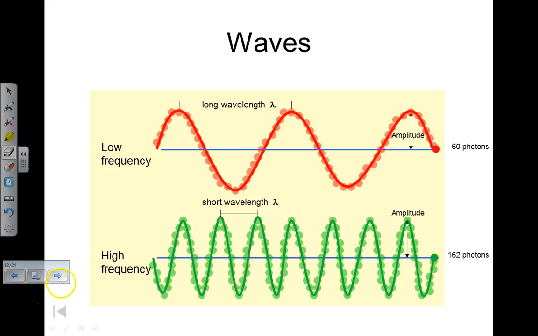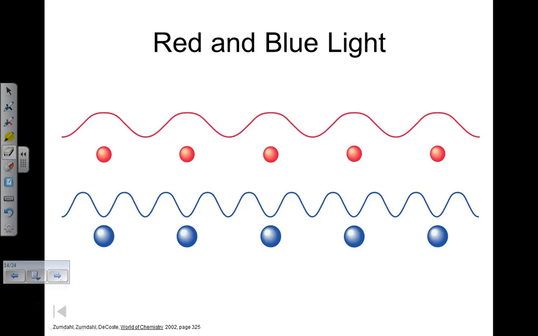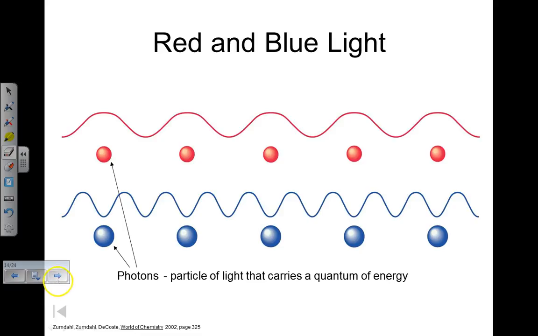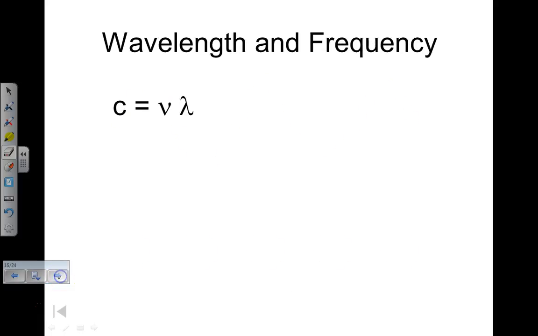Okay, so now we've come up with this relationship. I'm going to try to move on here. Low energy, high energy. And I'm going to skip over the red and blue light. Photons traveling, right? Particle of light, photons, and we'll talk about what a quantum is, and this is the wave-particle duality. Light photons travel along in this wave, and that's kind of neat.